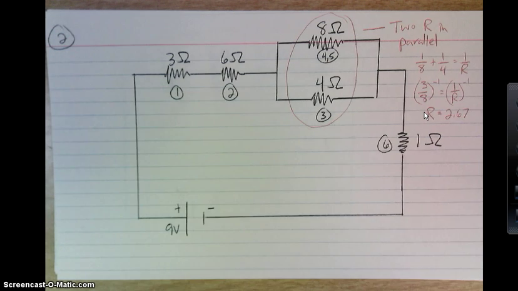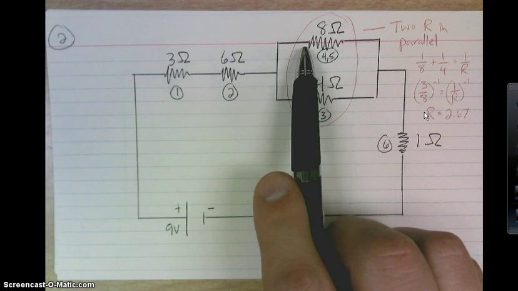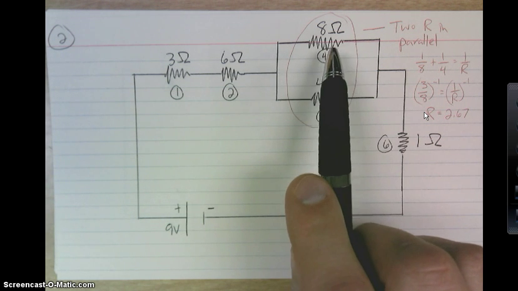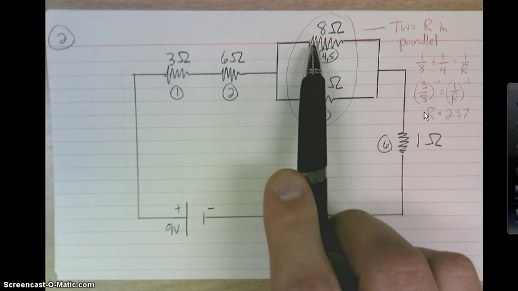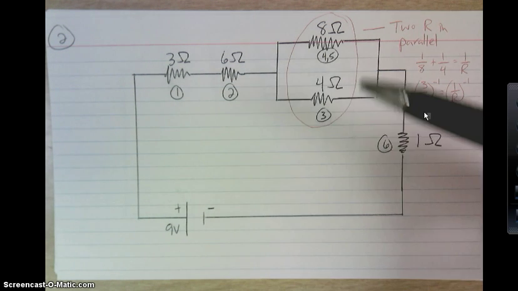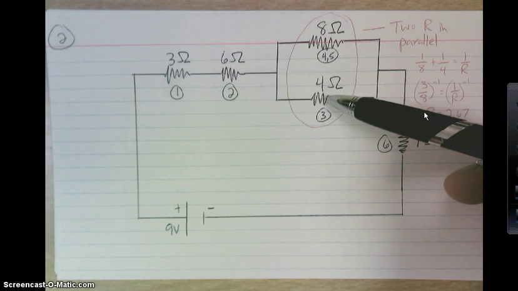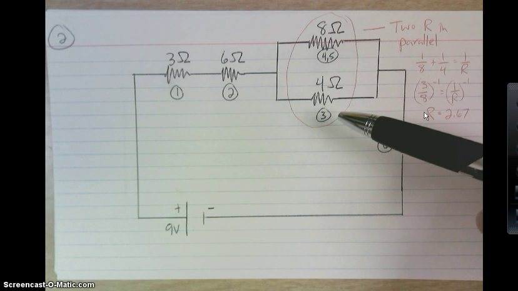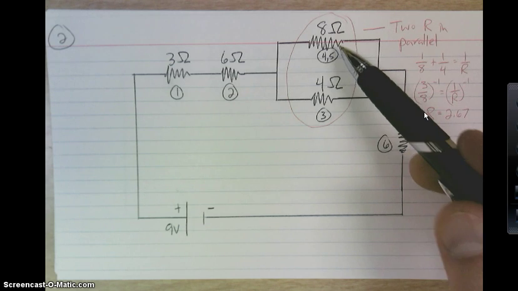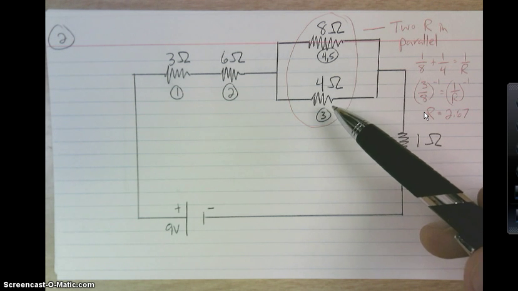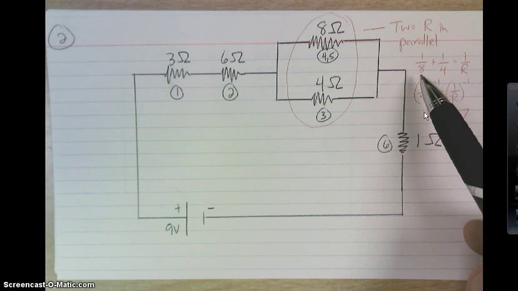Now that we've simplified the 2 resistors that were in series, we've got one resistor here that is essentially the equivalent of those two. But now I've got 2 resistors that are in parallel, so I'm going to simplify these. Remember that when you add resistors that are in parallel, you have to add the inverses.